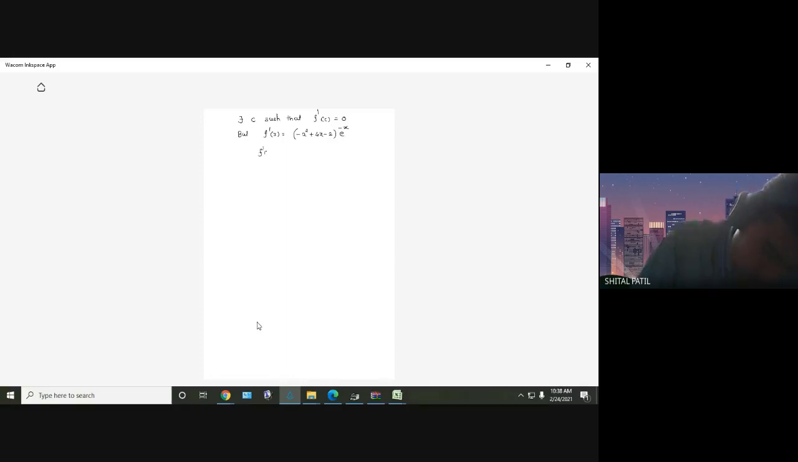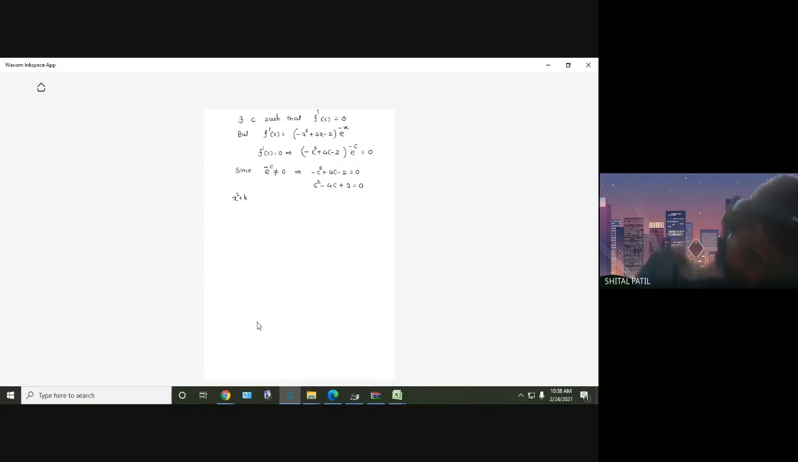f dash of c equal to 0 implies x को c से रिप्लेस करना है. Minus c square plus 4c minus 2 e raised to minus c equal to 0. Right. Since e raised to minus c is not equal to 0, exponential function 0 होता ही नहीं है, infinity पे होगा. We want to find finite point, which implies minus c square plus 4c minus 2 equal to 0. That is c square minus 4c plus 2 equal to 0. Right.